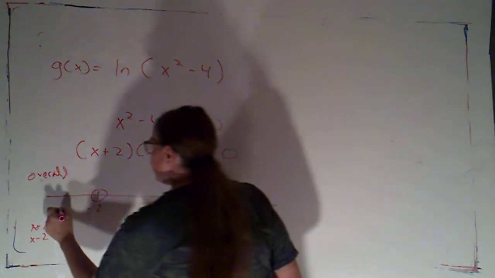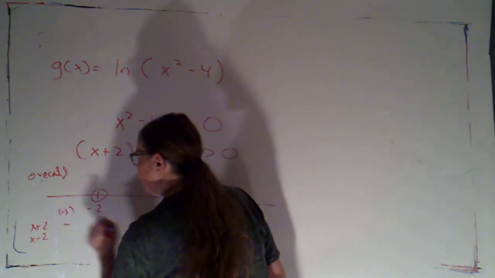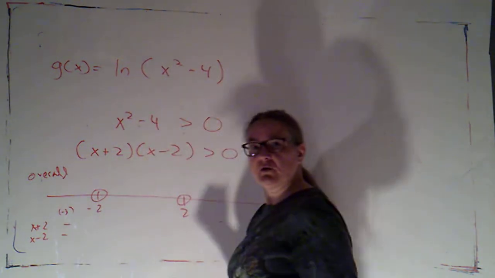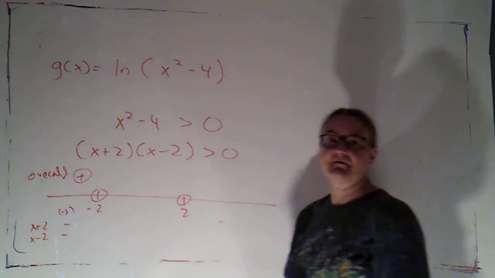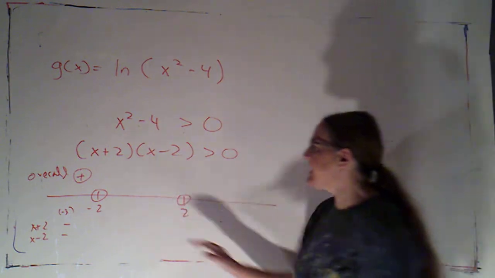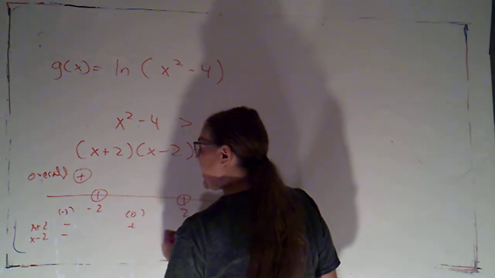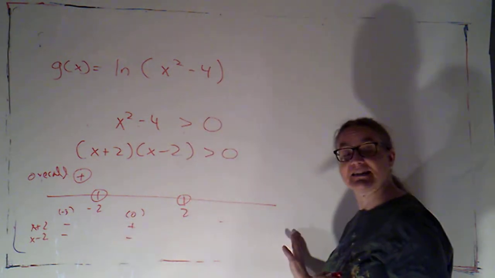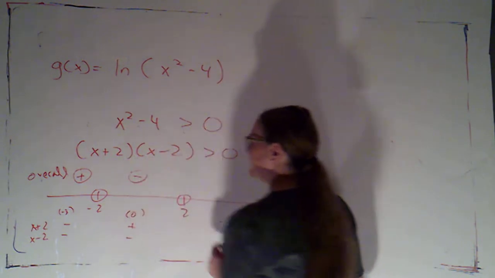So if I pick a test number, let's say I pick negative 3. Negative 3 plus 2 would be negative. Negative 3 minus 2 would be negative. 2 negatives would multiply to give me a positive. Okay. Between negative 2 and 2, I could pick 0. 0 plus 2 is positive. 0 minus 2 is negative. A positive times a negative would be negative.